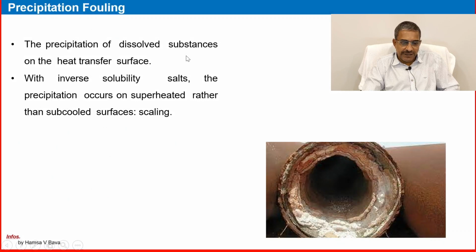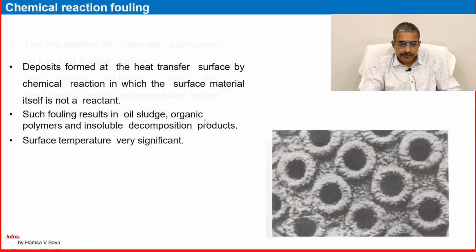So precipitation fouling, the precipitation of dissolved substances on the heat transfer surface. In particulate fouling, it is undissolved solvent. Here it is a dissolved substance. With the inverse solubility of salt, the precipitation occurs on superheated rather than subcooled surfaces, like scaling.